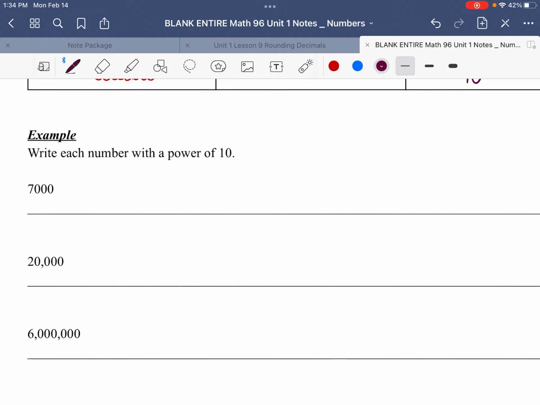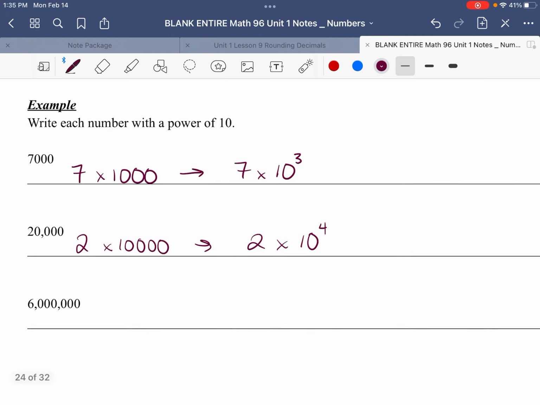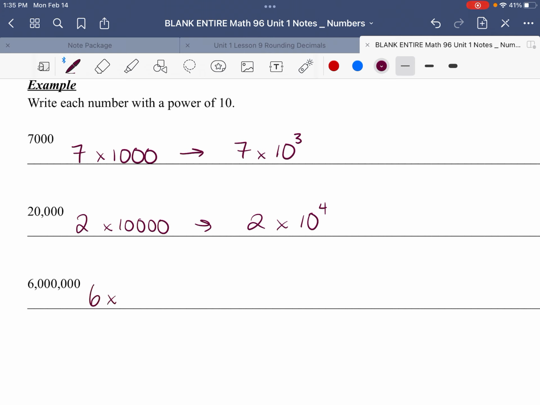So let's write each number as a power of 10. Well, 7,000 is 7 times 1,000, and I know that 1,000 is 3 tens multiplied, so this is going to be 7 times 10 cubed. 20,000 is 2 times 10,000, and I know that 10,000 is 4 zeros. 6 million is 6 times a million, and I know that a million can be represented as 10 to the 6.